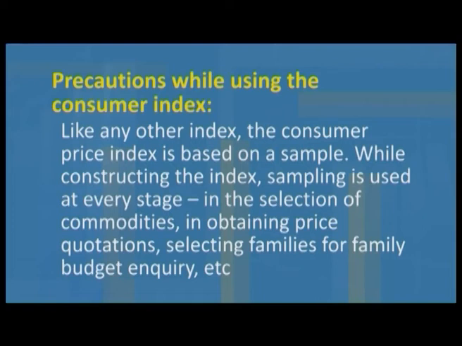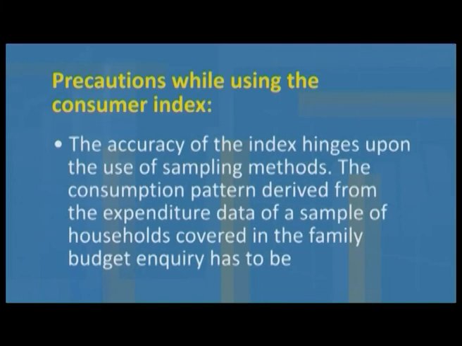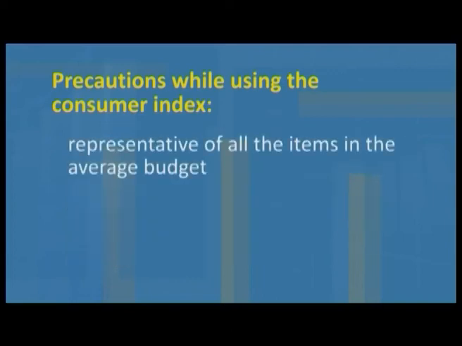Like any other index, the Consumer Price Index is based on a sample. While constructing the index, sampling is used at every stage. In the selection of commodities, in obtaining price quotations, selecting families for family budget inquiry, etc. The accuracy of the index hinges upon the use of sampling methods. The consumption pattern derived from the expenditure data of a sample of households covered in the family budget inquiry has to be representative of all the items in the average budget.